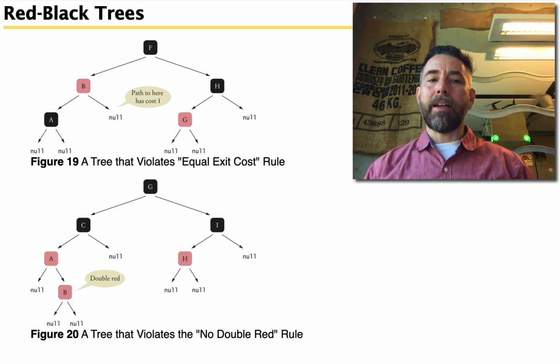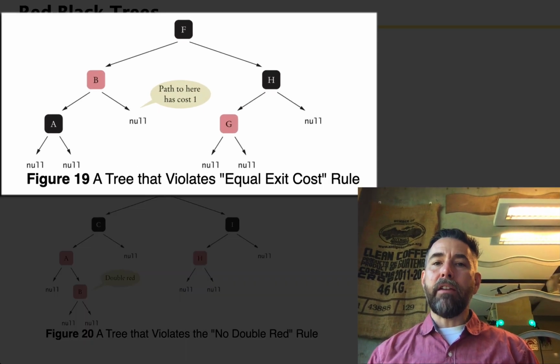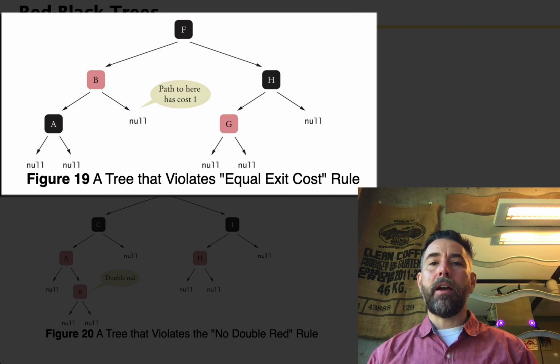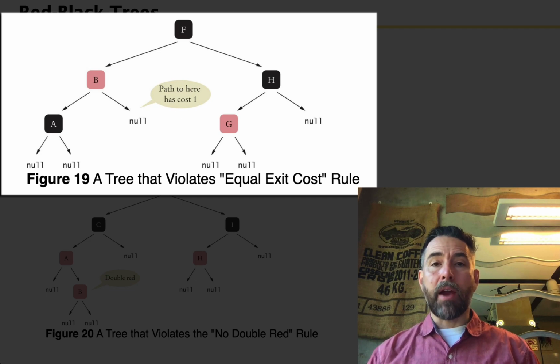So in the top example, we can see that it violates the equal exit cost rule because there's one path through our tree, FBA, that costs 2 black nodes. But there's another path through our tree, FB null, cut out on the right side of B, that only goes through 1 black node. So this tree is not a valid red-black tree. All right, it violates the equal cost rule.